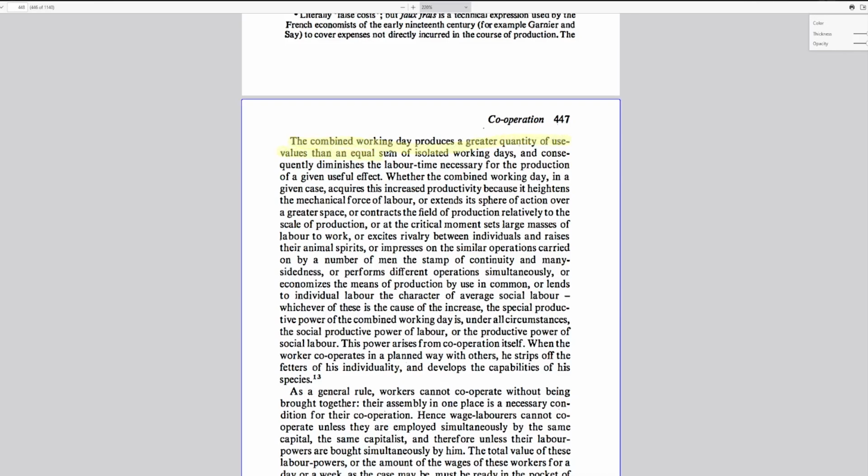I think in the very next paragraph here, he also talks about how the combined working day produces a greater quantity of use values than an equal sum of isolated days, and consequently diminishes labor time necessary for the production of each of a given useful effect.